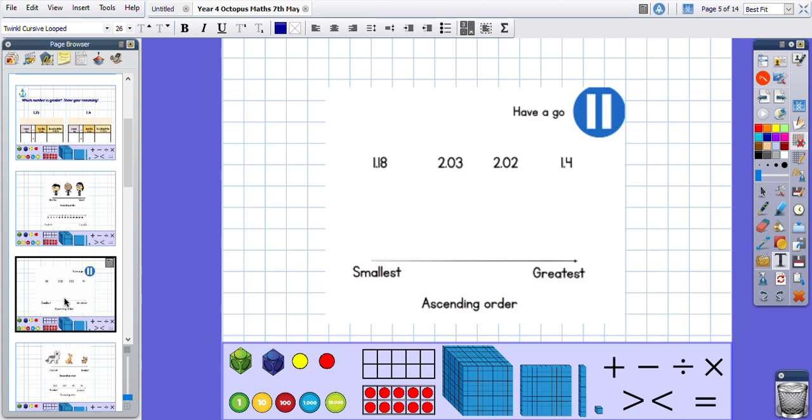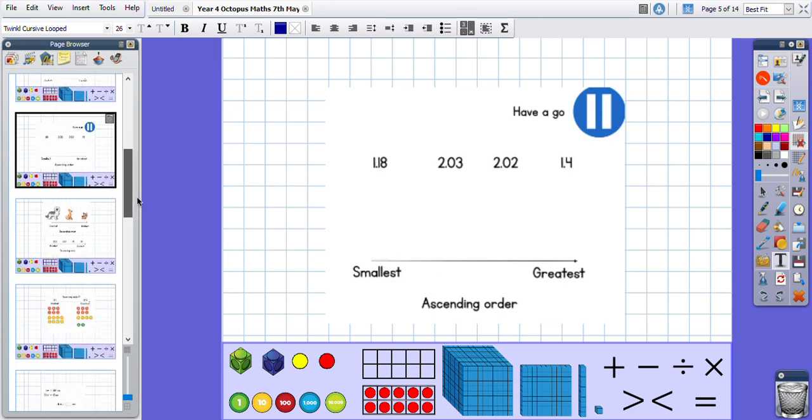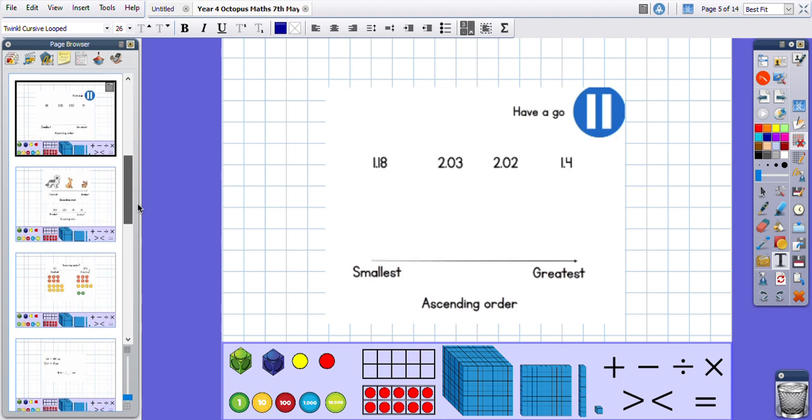So, now we know what ascending is. Can you put these decimal numbers in ascending order? So from smallest to greatest. There is a challenge for you, so pause the video and do that now.